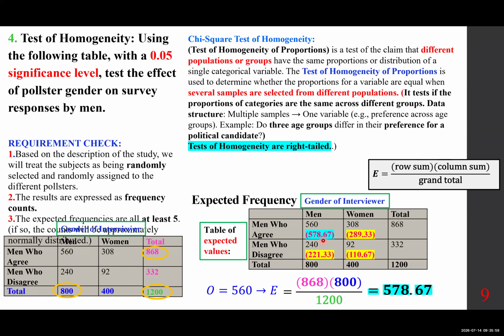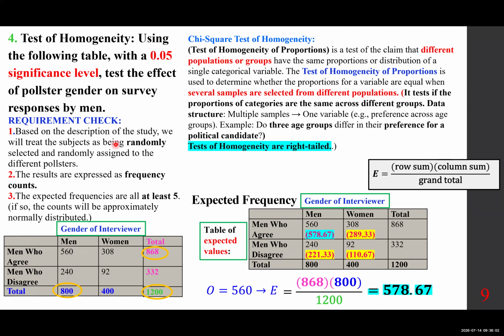As far as requirements are concerned, based on the description of the study, we will treat the subjects as being randomly selected and randomly assigned to the different pollsters. The results are expressed as frequency counts, this is important, they should be counts, and the expected frequencies are all at least 5. If so, the counts will be approximately normally distributed, and obviously the expected values are way larger. The smallest value was 110.67. So they are all larger.